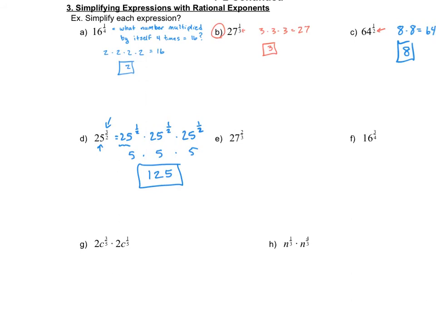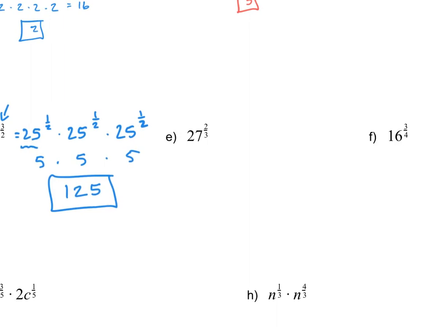Continuing on with our examples, I'm going to break this 27 up into this fraction. I'm going to break it up into 27 to the 1/3 times 27 to the 1/3, like bases. What number multiplied times itself 3 times will give me 27? Well, 3 times 3 times 3 is 27, so I know that this is going to be 3, and I know then that this is going to be 3. Therefore, 3 times 3 is going to give me 9.